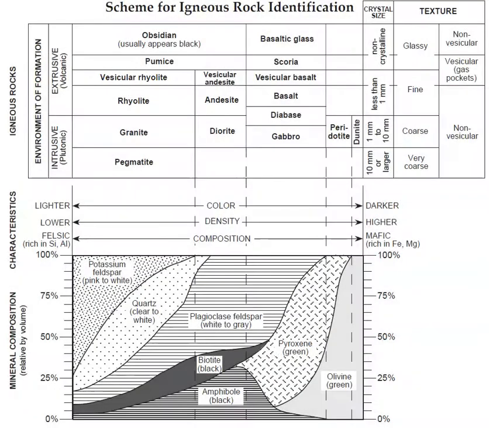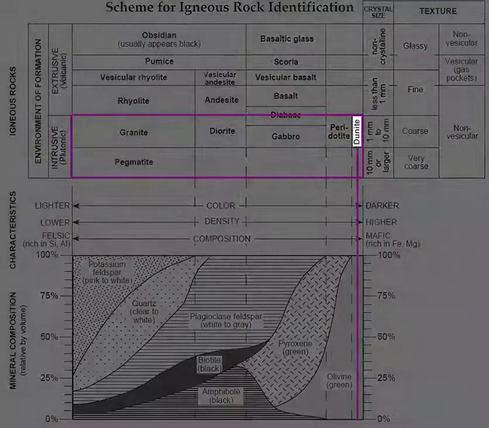Another example, let's imagine that we're looking at an intrusive igneous rock. So right off the bat, we can draw our box around just the intrusive rocks. Now let's imagine that this rock has 100% olivine in it. We know it's just made of the mineral olivine. So we're going to take a look down at our mineral composition chart at the bottom. We're looking for a rock that's made of only olivine. So we come all the way to the right where olivine starts at the bottom of the chart, goes all the way up to the top. We're looking at the igneous rock dunite.